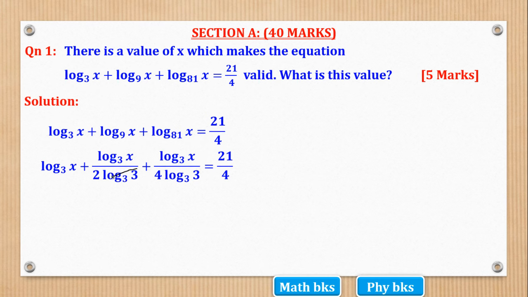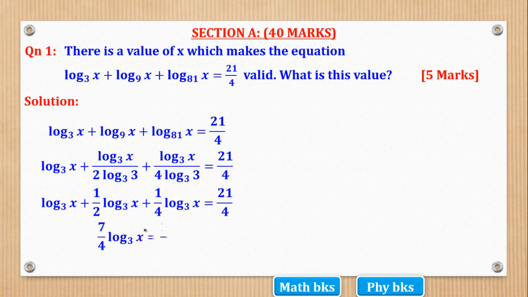Now from there, I realize that this can become 1. So it becomes this over 2, and this over 4, which is here. Now I can add the logarithms because this is log base 3 of x, log base 3 of x, log base 3 of x. So 1 plus a half plus a quarter is 7 over 4 log base 3 of x. Then this one is here.